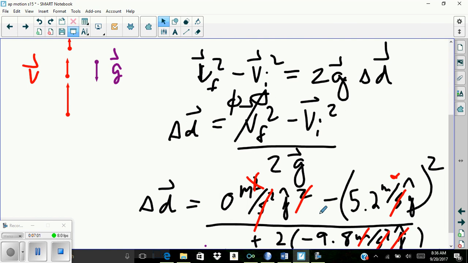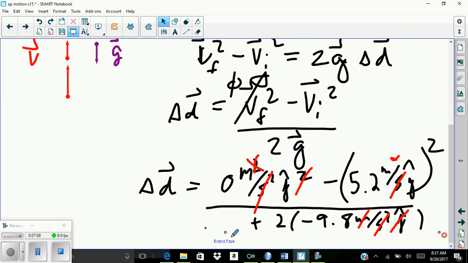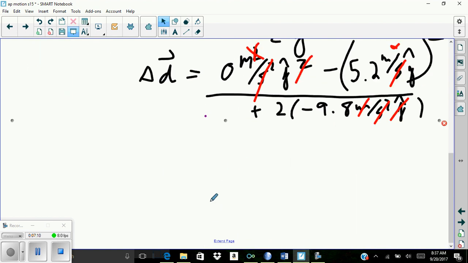Okay, so that gives me a displacement, and I wish I could actually put it in here, but I can't. Oh, there it is. Very good. Okay, so putting my answer in here, I end up with delta D is equal to, let's see, I need 2 sig figs.